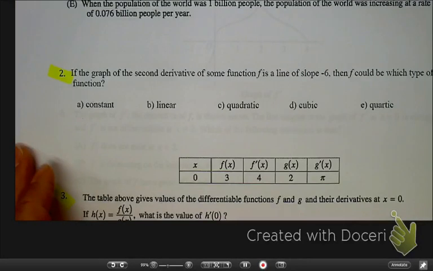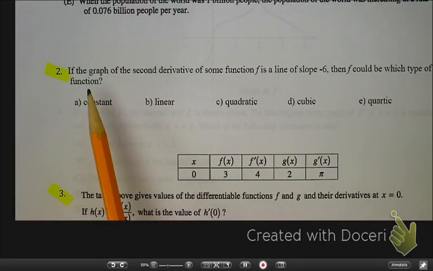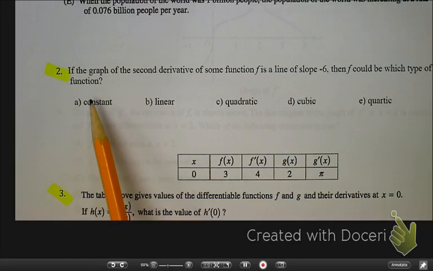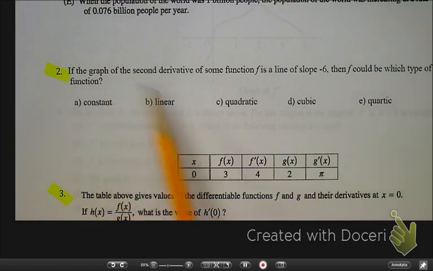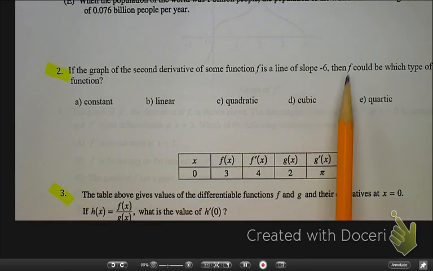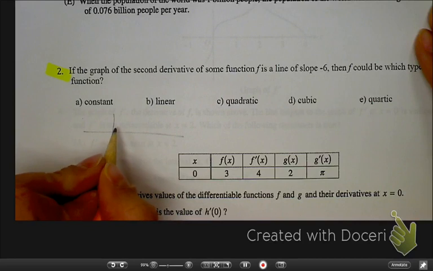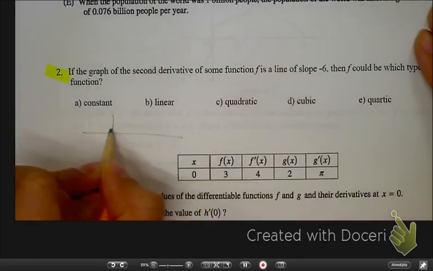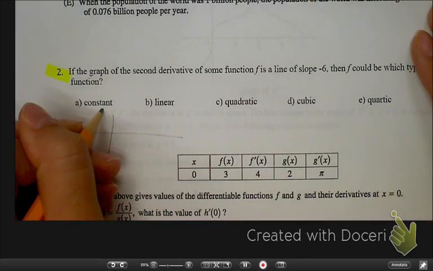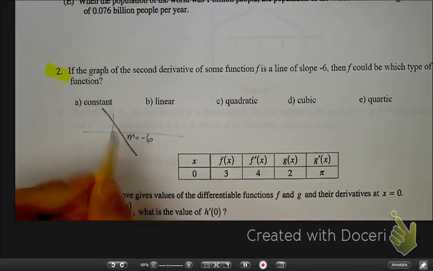Number 2 in the calculator section. So now we're in that second half of the calculator section. This is more of a conceptual type of a question, but it does apply here. It says if the graph of the second derivative of some function f is a line of slope negative 6. So let's think about that. A second derivative is a line and has a slope of negative 6. So I'm just going to draw a line with a slope of negative 6. Now keep in mind, this is the second derivative.